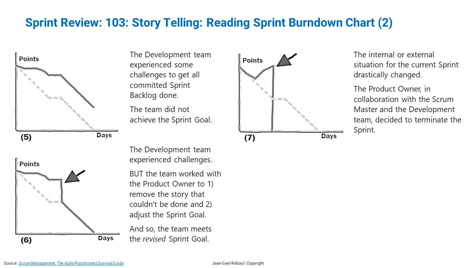Maybe it's because the development team realized that to complete the sprint goal, an external team must have completed a particular deliverable, and sadly, it's not the case. Anyway, at the end of the day, in collaboration with the Scrum Master and the development team, the product owner decides to terminate the sprint. It's sad. It's unfortunate, but it's better than wasting everybody's time, right?